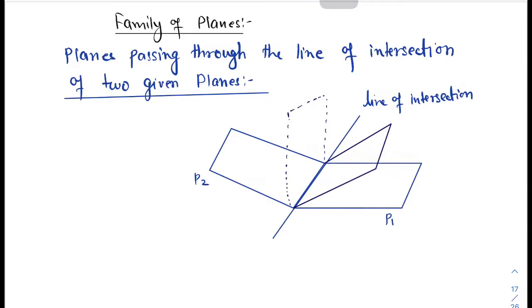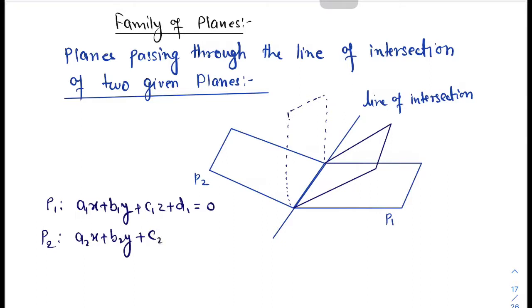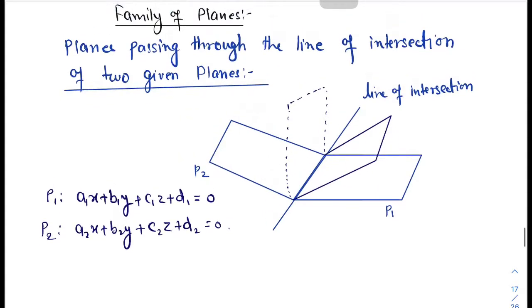Let us consider our first plane is given as a1x plus b1y plus c1z plus d1 is equal to 0 in the general Cartesian form, and the second plane is a2x plus b2y plus c2z plus d2 equal to 0. So these are the planes through which our family of planes is passing.